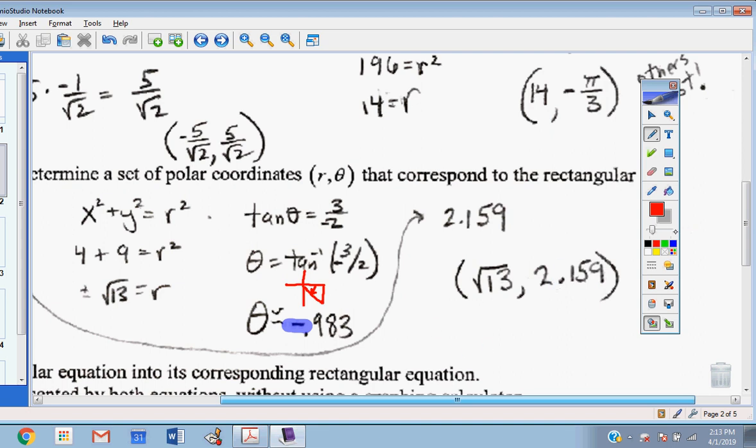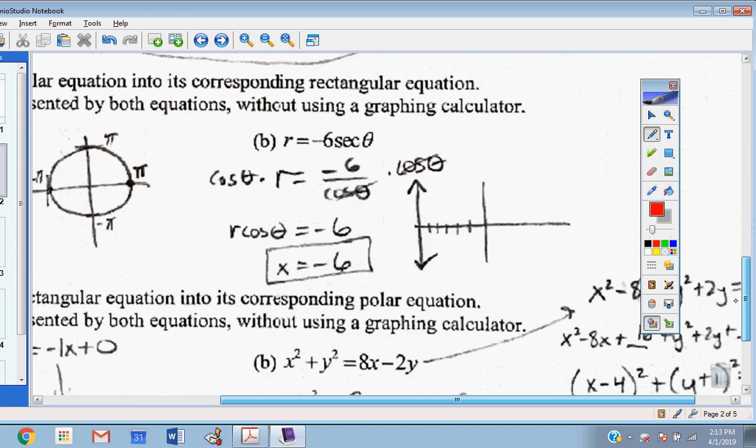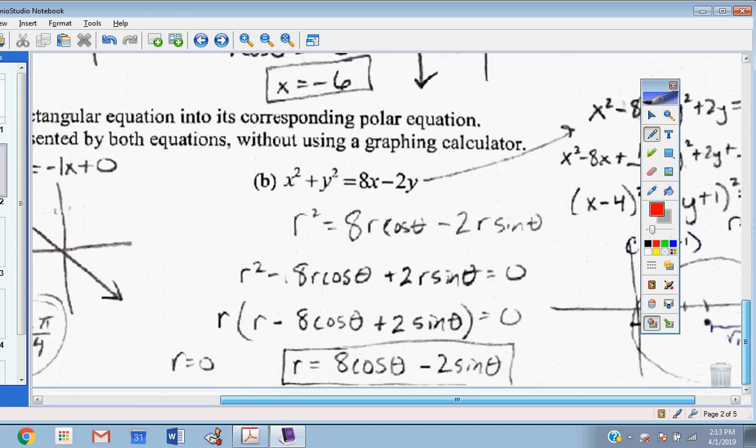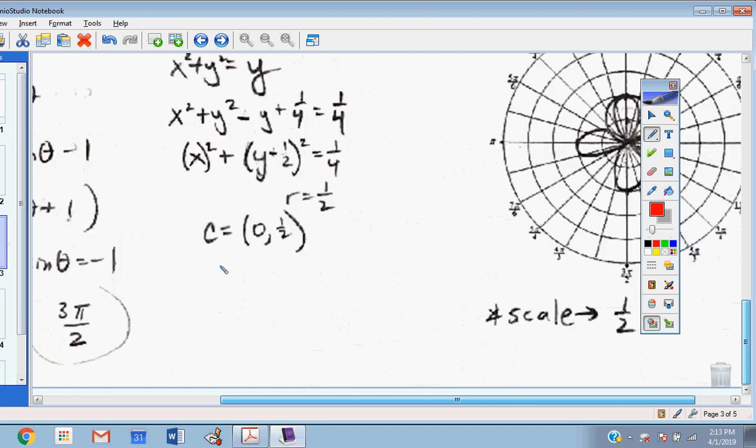And then we have the root 13. So just wanted to clarify that. I'm sorry about that if that caused anybody confusion. So moving on to the back page.